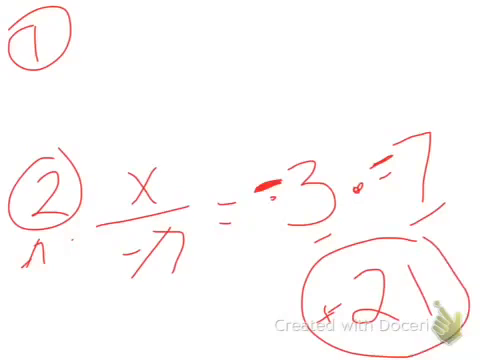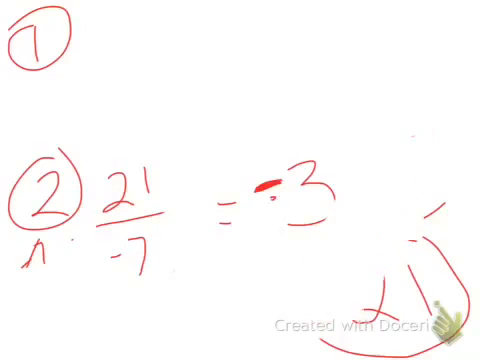Let's test it out. So if we plug in 21 here, 21 divided by negative 7, does that equal negative 3? And the answer is yes. That's all there is to it.